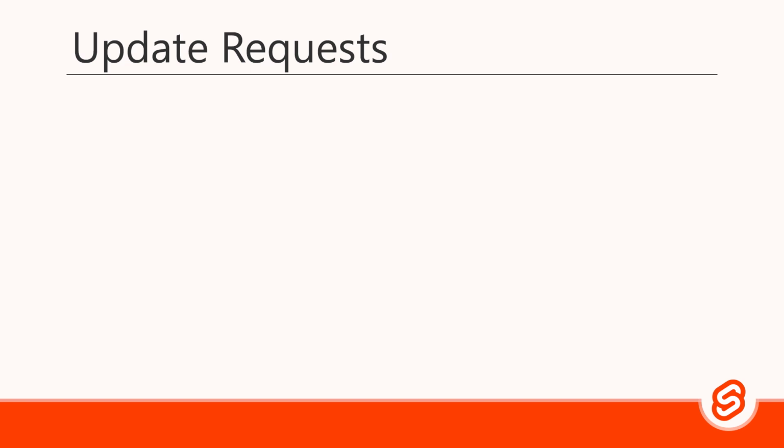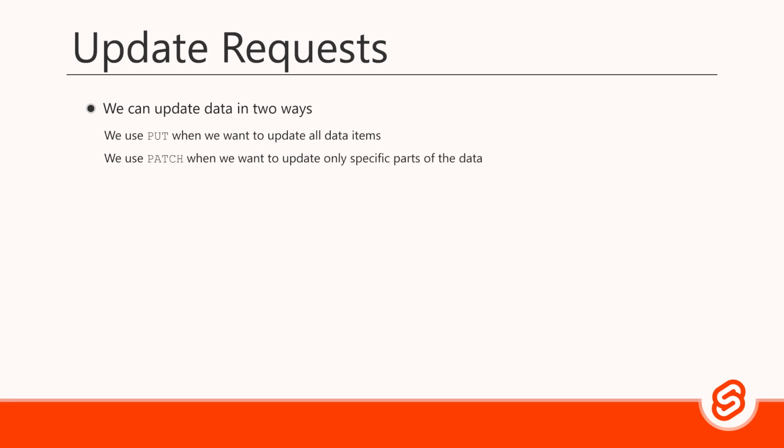Updating data with fetch works almost the same as sending it. We need a resource path, as well as at least the method, headers, and body request options. We have two options when it comes to updates. We can put update when we want to update all items in our data. And we can patch update when we want to update only specific parts of the data.